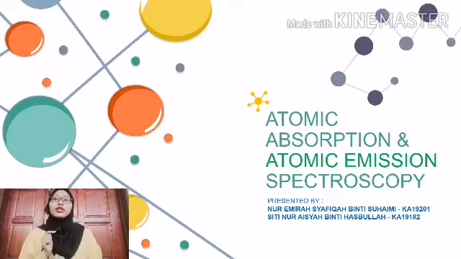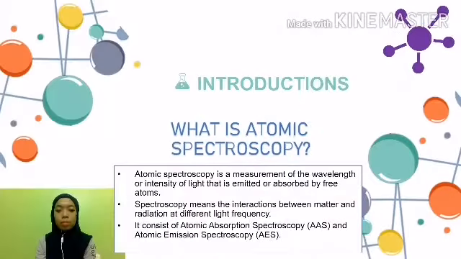First, we will go to the introduction. What do you understand about atomic spectroscopy? Atomic spectroscopy is a measure of the wavelengths or intensity of light that is emitted or absorbed by the free atom. Spectroscopy means the interaction between matter and radiation of wavelengths. It consists of two types, AAS and AES. AAS stands for Atomic Absorption Spectroscopy and AES for Atomic Emission Spectroscopy.